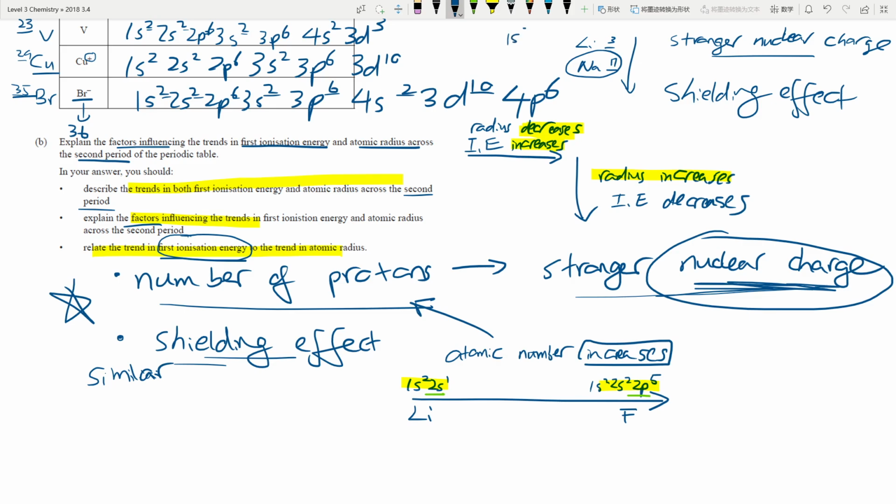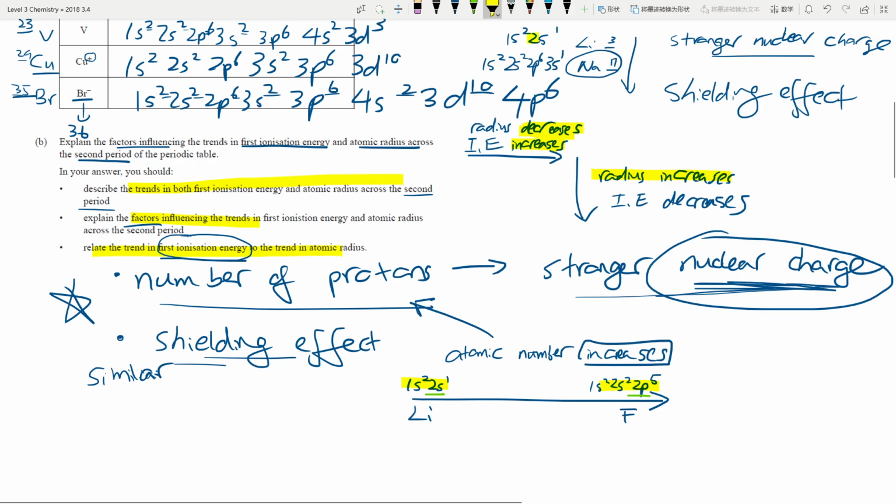So for lithium it is 1s2 2s1, the other way around, 2s1, and then for sodium it is 1s2 2s2 2p6 3s1.